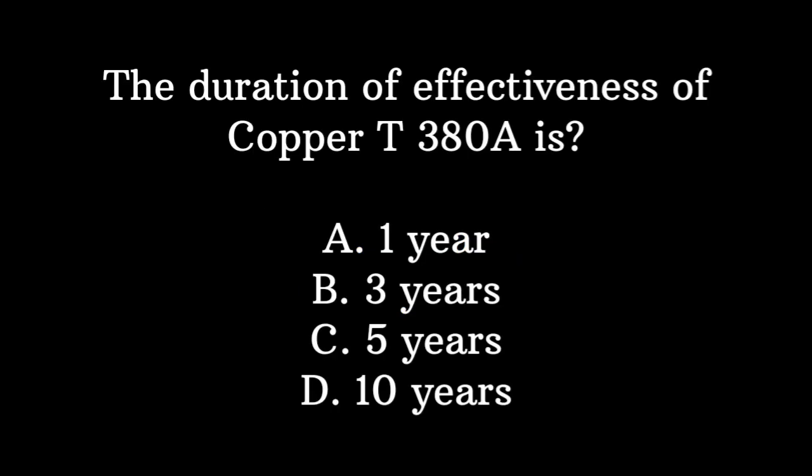Question: The duration of effectiveness of copper T 380A is. Options: A. 1 year, B. 3 years, C. 5 years, D. 10 years. The correct answer is option D, 10 years.